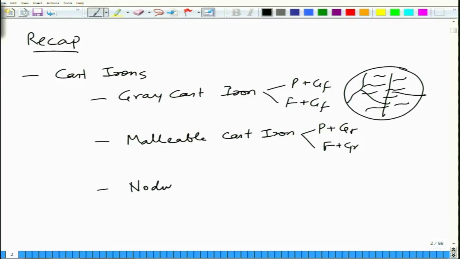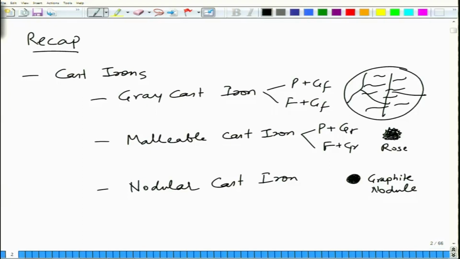And then we looked at nodular cast iron, which has some amount of calcium, magnesium or cerium in it to improve the properties. In malleable iron the graphite is present in these irregular rosettes, and here in nodular iron graphite is present in the form of a nearly round nodule. So, this is a graphite nodule, and this is a rosette, which is basically an irregular shape.